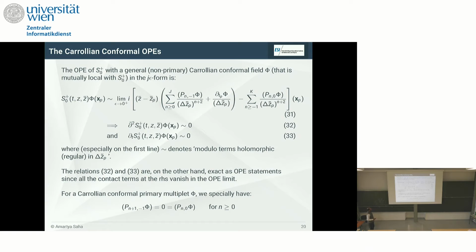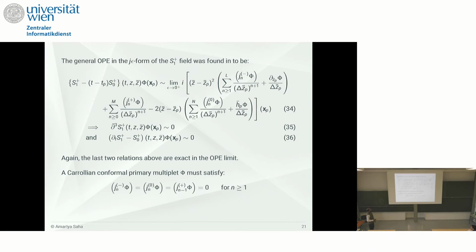Now, relations 32 and 33 are exact in the OPE limit, since all the other contact terms vanish in the OPE limit. And for a Carrollian conformal primary, we specially have these conditions, which we have already seen from our Ward identity derivation. So there are no higher order poles than the ones we have seen before for Carrollian conformal primaries.